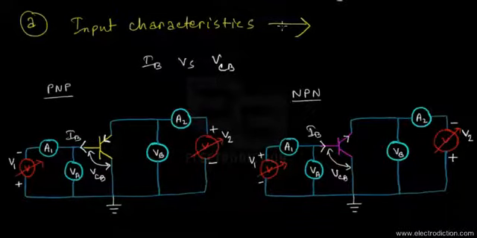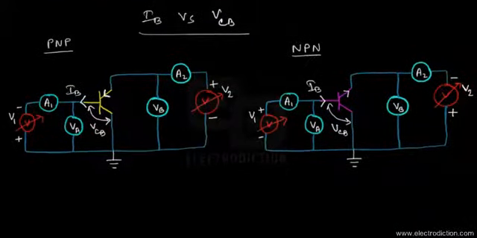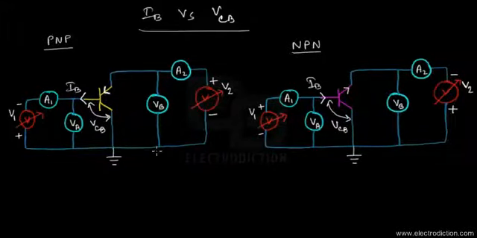Now that's fine. With our experimental setup here, we're going to go forward and study the variation of IB versus VCB. But before we do that, let me tell you, we're going to keep the VCB variable. In order to do that, we're going to keep V1 over here.